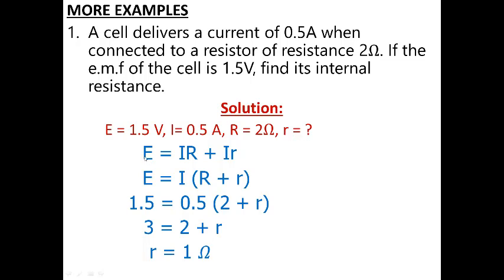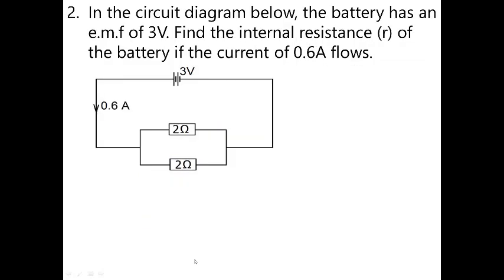So remember, E is equal to I capital R plus I small r. This is the terminal PD, and this is the lost voltage. So you can substitute in this formula and you end up with internal resistance as 1 ohm.